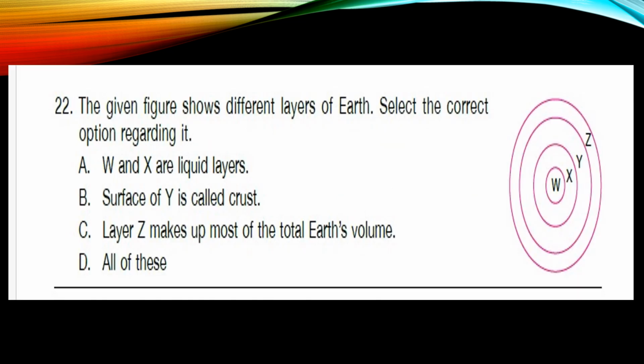Question number 22. The given figure shows different layers of earth. Select the correct option regarding it. A. W and X are liquid layers. Option B. Surface of Y is called crust. Option C. Layers Z makes up most of the total Earth's volume. D. All of these. And the right answer is option B. Surface of Y is called crust.